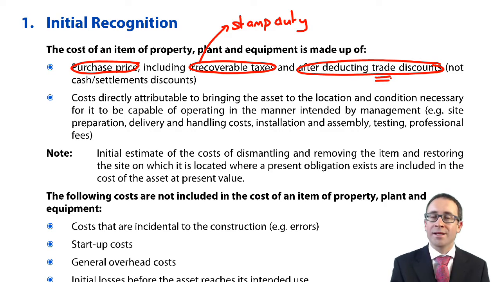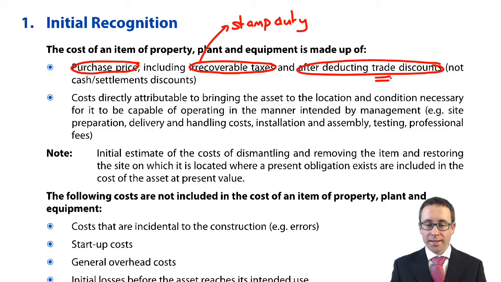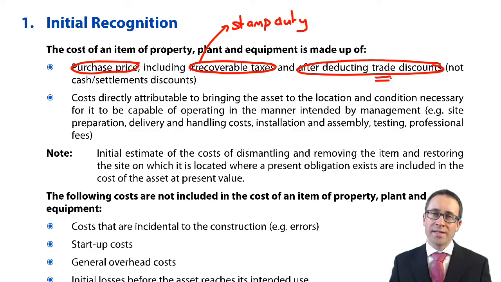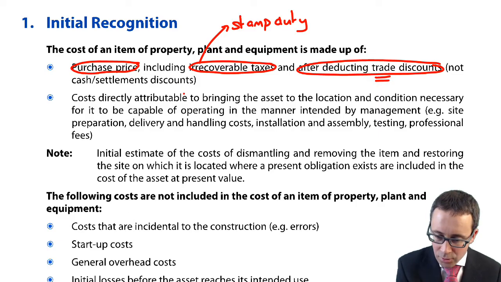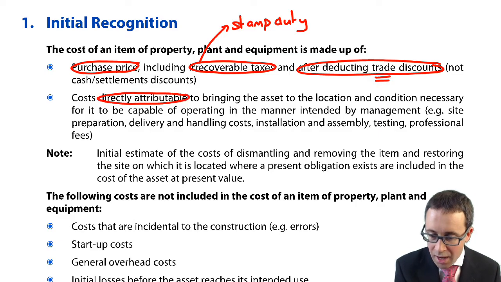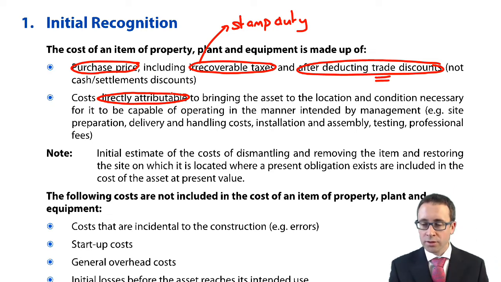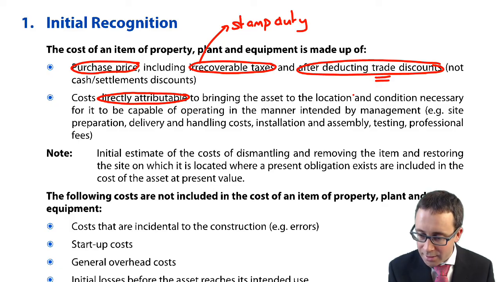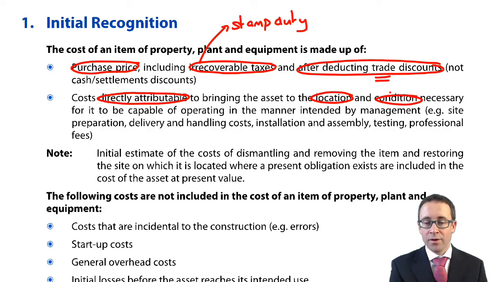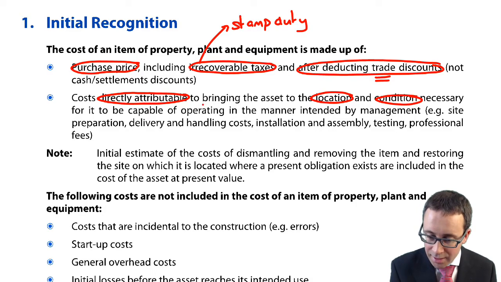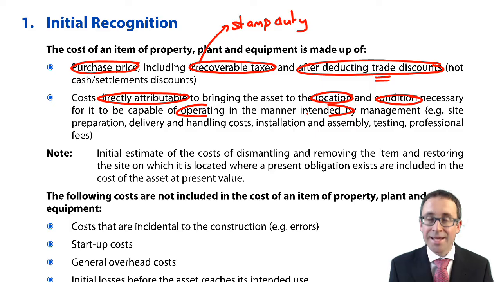Okay, meaning you automatically pay less than the list price today. You ignore any cash or any settlement or prompt payment discounts. And then the key one, I think, where the examinability comes in, isn't it, is all about those directly attributable costs. So those essentially unavoidable costs based upon getting the asset to its location and condition for it to be capable of operating in the manner intended.